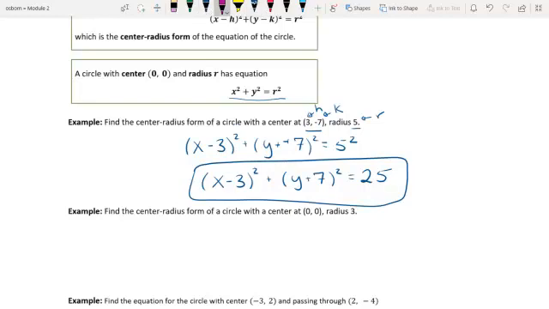Now for the next example, you're told to find the center-radius form of a circle with a center at (0, 0) and a radius of 3. For that type of problem, you simply are left with x² + y² equal to whatever your radius is squared. So your r is 3, so 3 squared gives me 9.